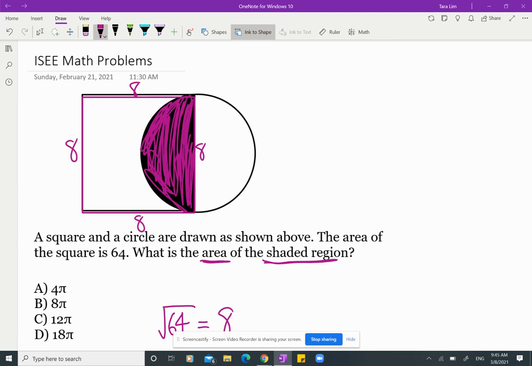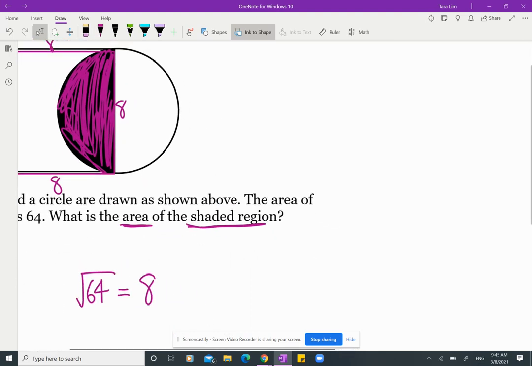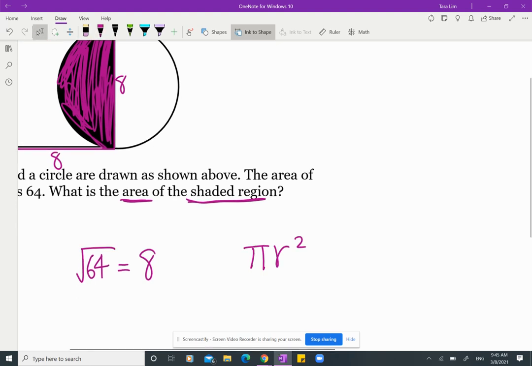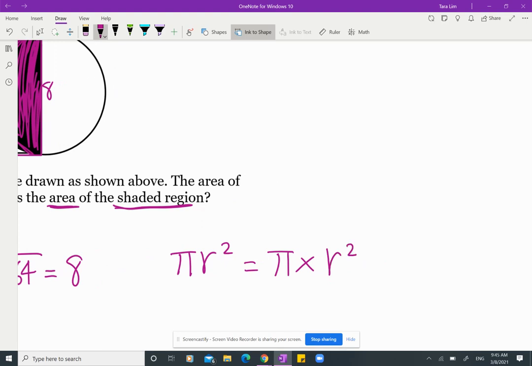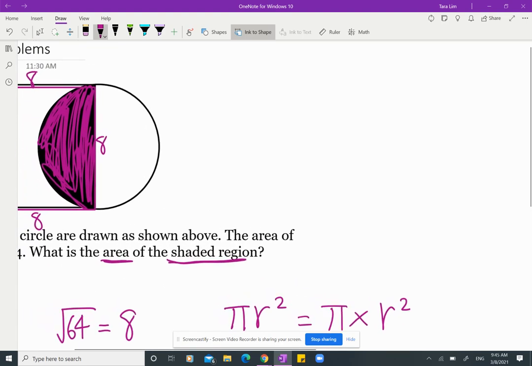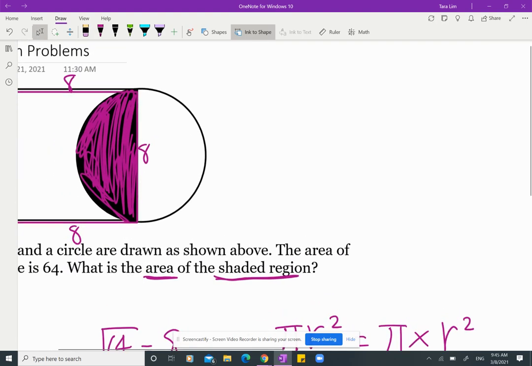So first of all, we want to know the formula of an area. The formula to calculate the area of a circle is pi r squared. That is the same as pi times r squared. Now r is half of the diameter. So 8 is the diameter. So let's say the diameter is green. So this one is the diameter.